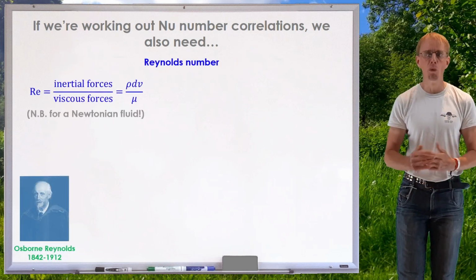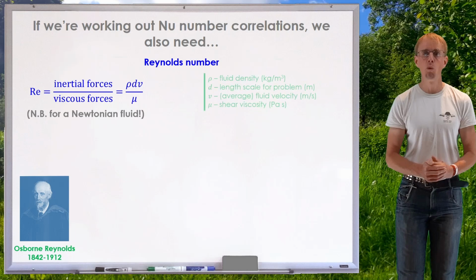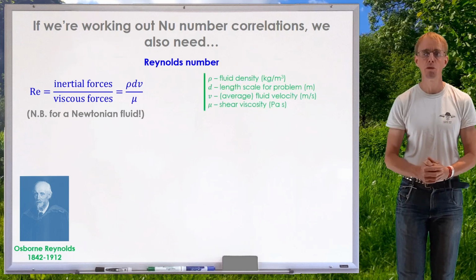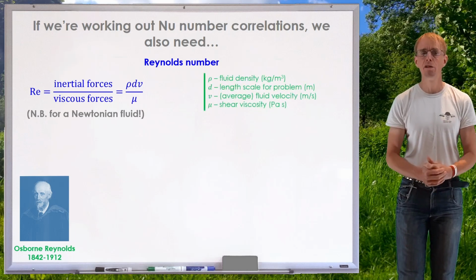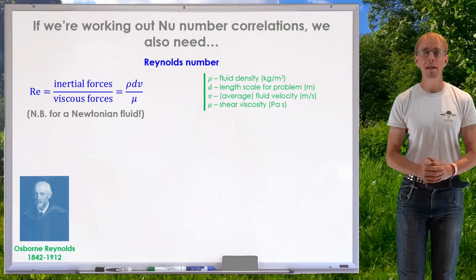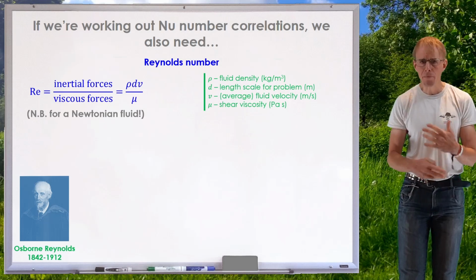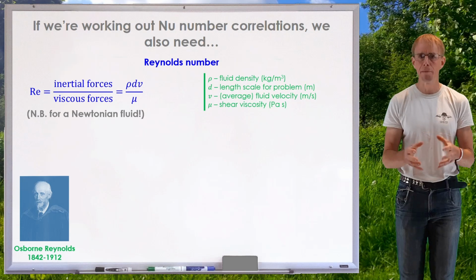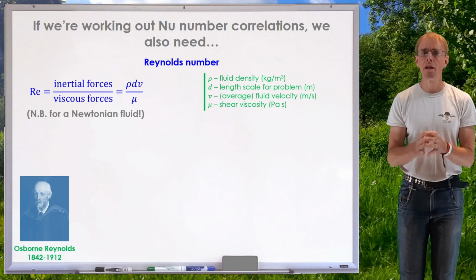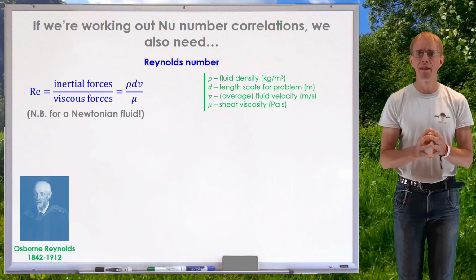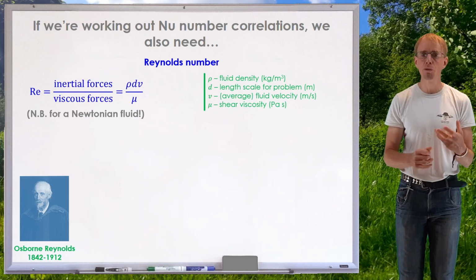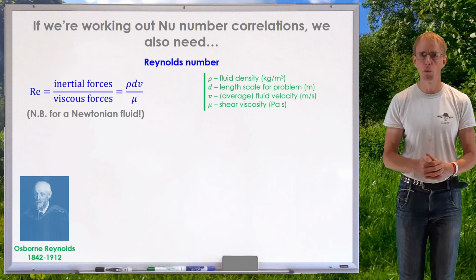Now, I'm sure you're all familiar with the Reynolds number, since we've already done the fluid mechanics part of this course. But just as a reminder, for a Newtonian fluid, the Reynolds number is rho times d times v over mu. But as I said at the outset, let's not get too wrapped up in the equation. Let's remind ourselves what it's telling us physically. It's the inertial forces divided by the viscous forces.